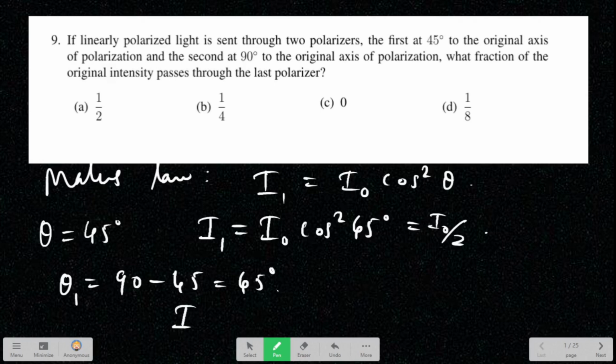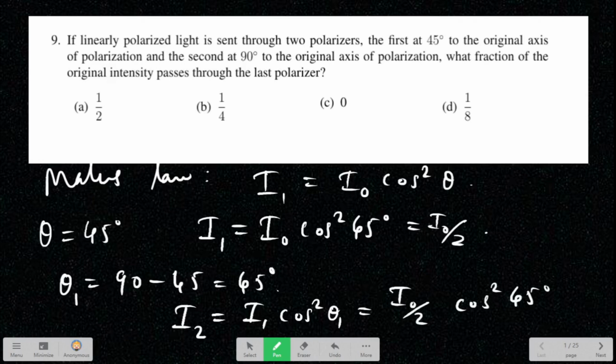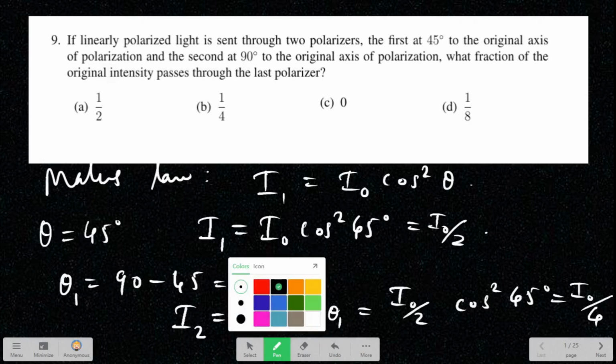So that means I2, that is the intensity after passing through second polarizer, is equal to I1 cos square theta 1. This is equal to I0 by 2 cos square 45 degree, equal to I0 by 4. So intensity is reduced 1 by 4 times, which means the correct option is option B.